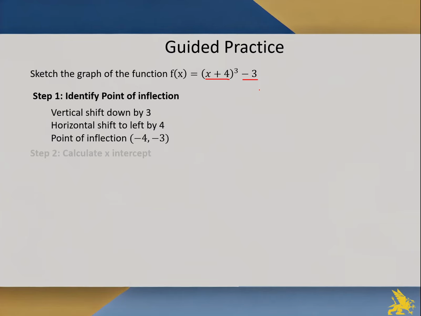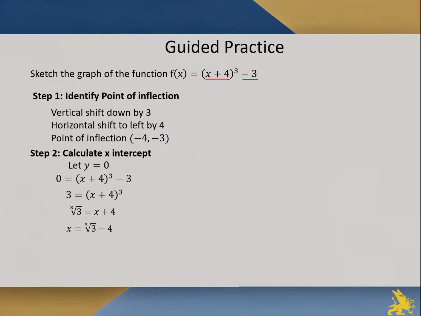I then need to do step 2, which is find the x-intercept. X-intercept means I need y equals 0. So if y is 0, all I need to do is substitute that into my equation and get x by itself. So I plus 3, I cube root, and then I have to take away 4 to get x by itself.